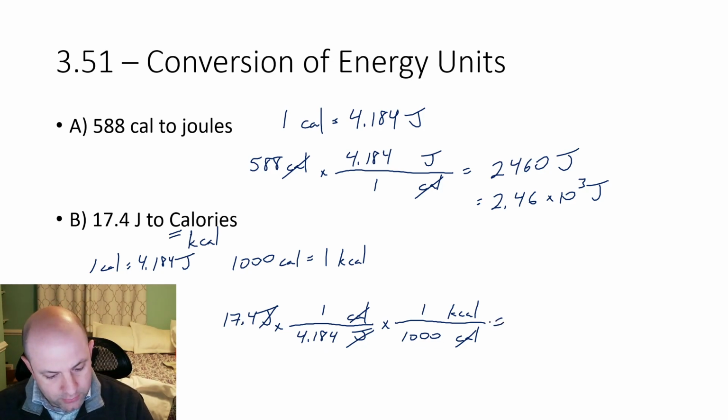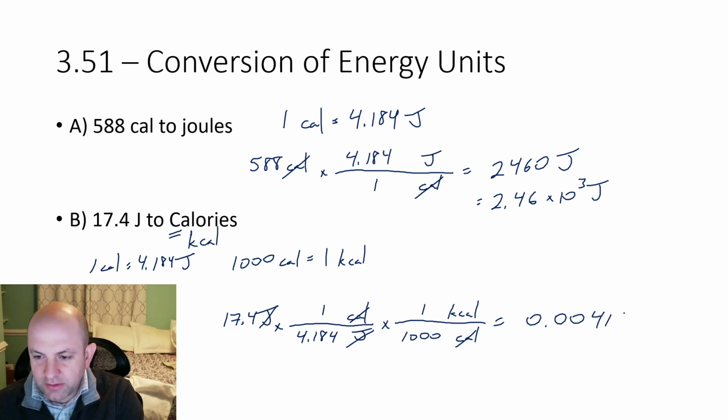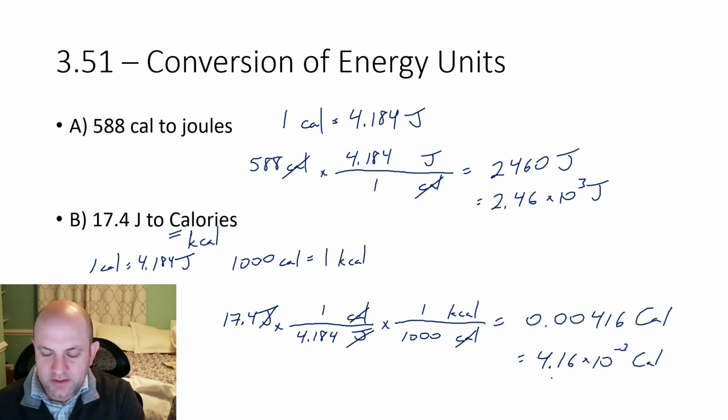So 17.4 divided by 4.184, and then divided by 1,000, and we get 0.00. We want 3 sig figs again, so 4, 1. The next number's a 5, but after that's an 8, so it's going to round up 416. And we'll put big C calories, or kcal, same thing. Again, if you want to do scientific notation, you can make that 4.16. This time it's times 10 to the negative third big C calories. So this one, not going to break your diet, turns out.